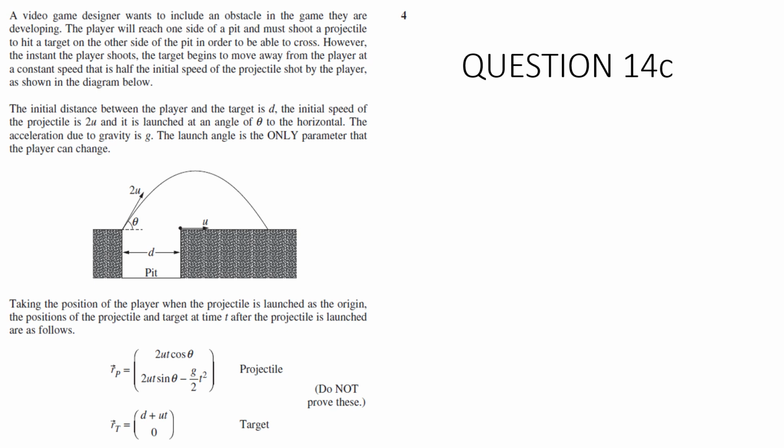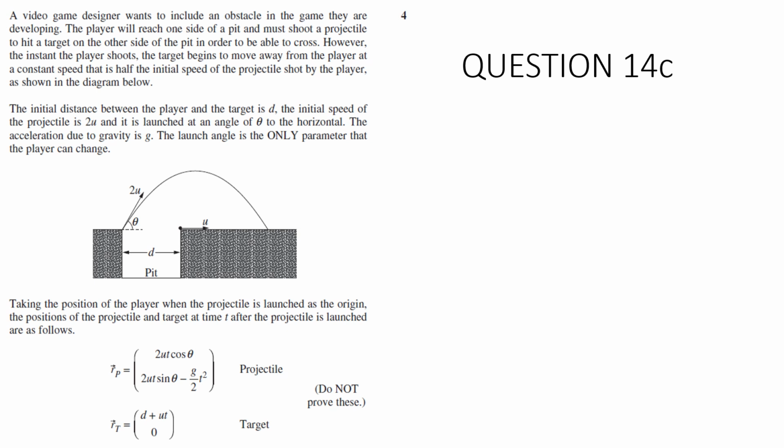Question 14c. A video game designer wants to include an obstacle in the game they are developing. The player will reach one side of the pit and must shoot a projectile to hit a target on the other side of the pit in order to be able to cross. However, the instant the player shoots, the target begins to move away from the player at a constant speed that is half the initial speed of the projectile shot by the player, as shown in the diagram below.